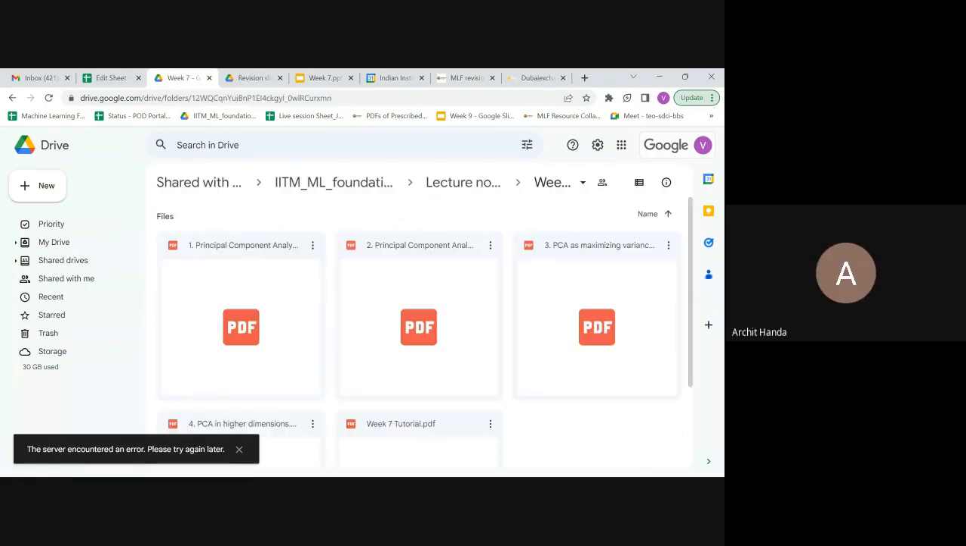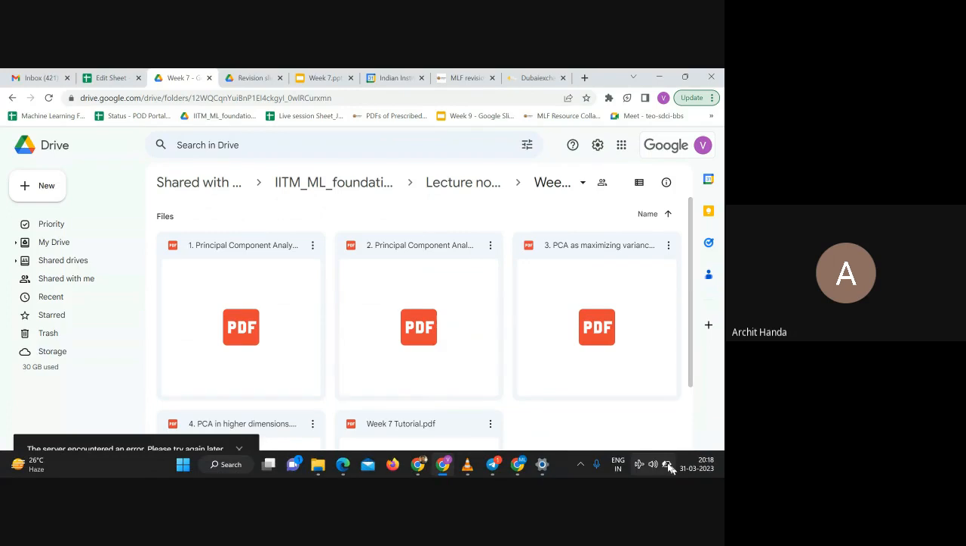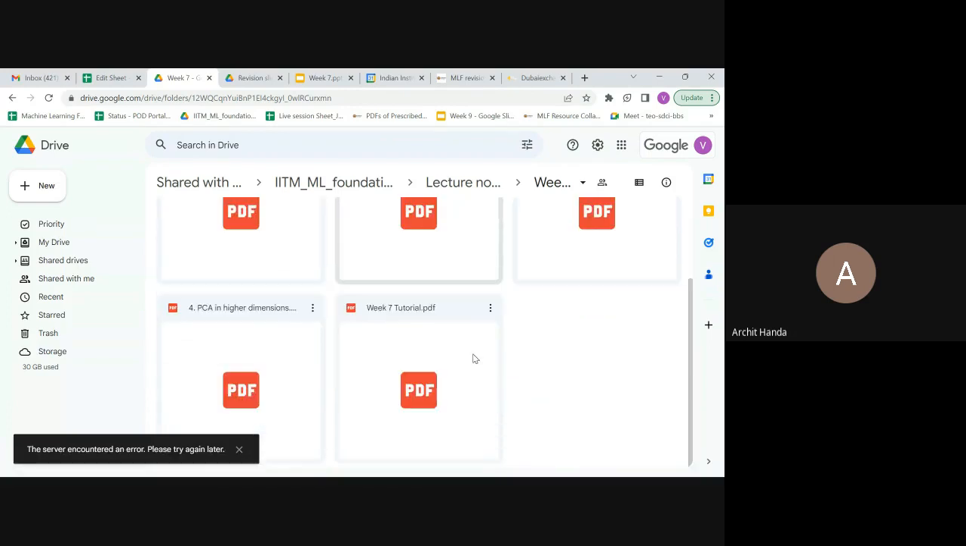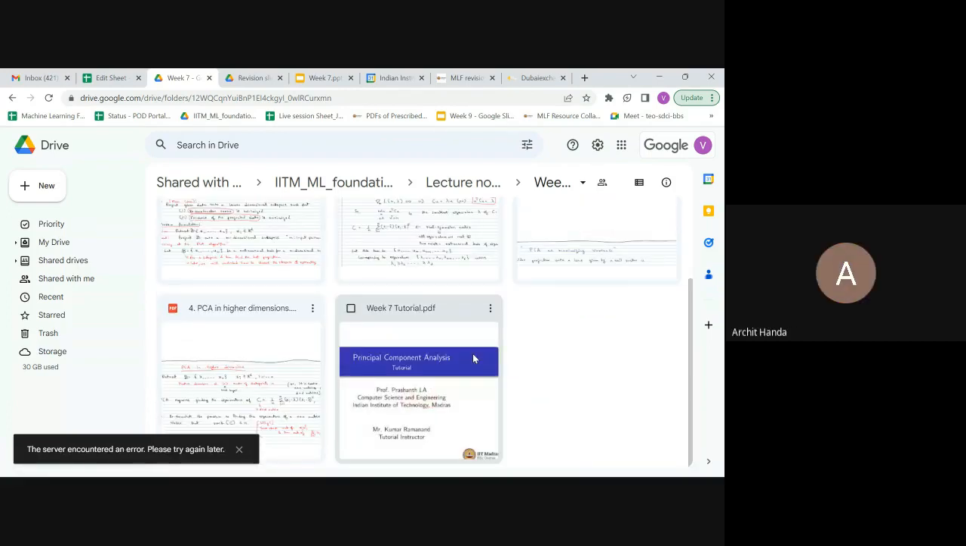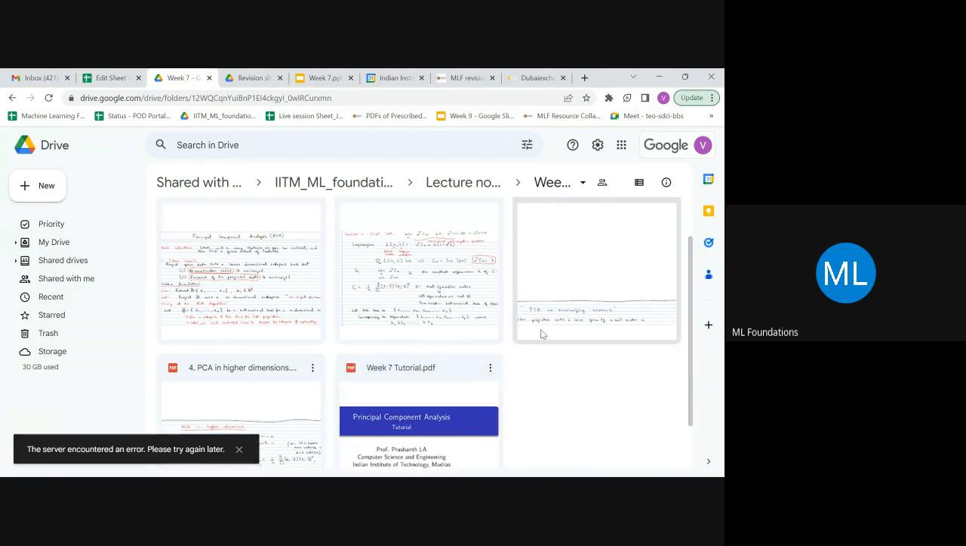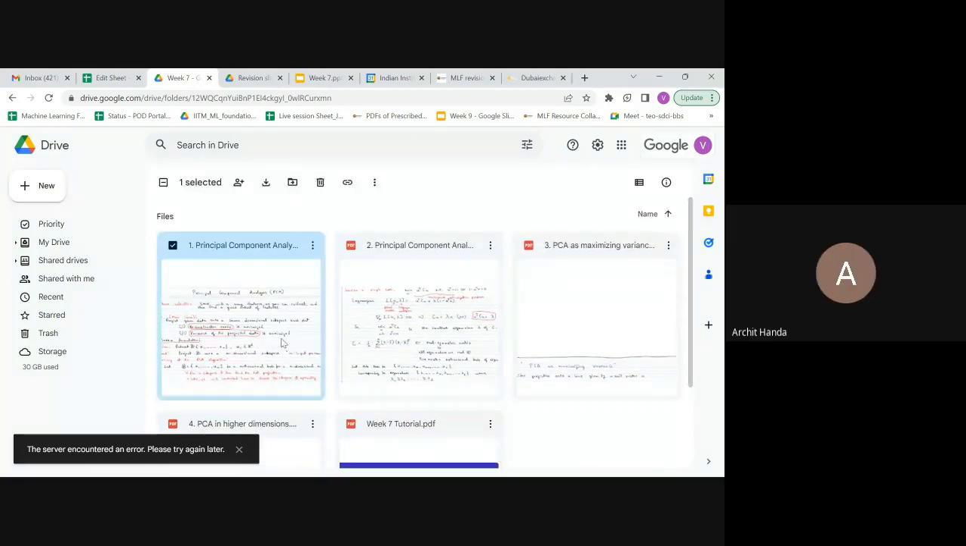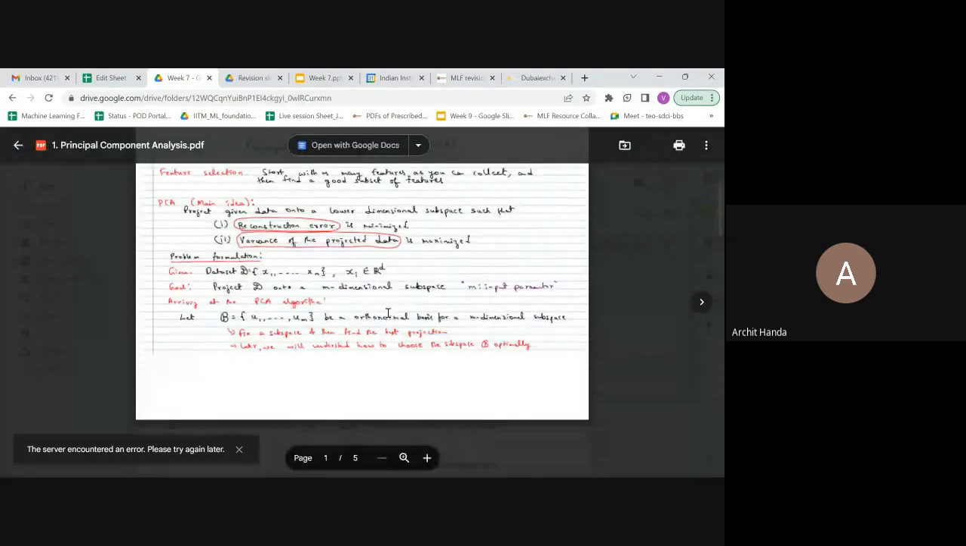Sir, I just want to clarify something. The principal component is the lambda value, right? Or is it the corresponding vector? Corresponding vector, according to the maximum lambda. So the corresponding eigenvector is the principal component. Yeah. Correct. Okay, sir. Thank you.